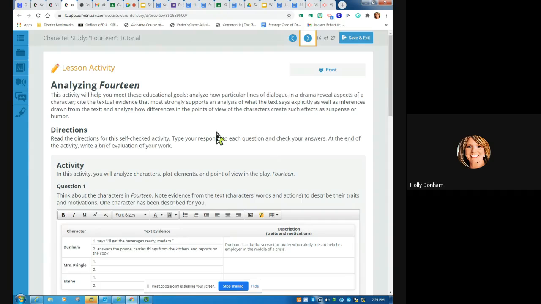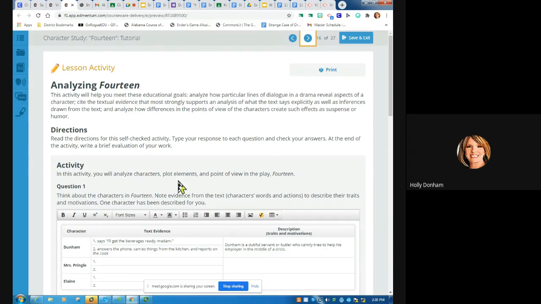This activity is going to help you analyze how lines of dialogue reveal aspects of the character and cite the text evidence that strongly supports your analysis of what the text says explicitly, which means directly, as well as inferences drawn from the text, conclusions you make based on the text. And you're going to analyze how differences in the points of view of the characters create effects like suspense or humor. Okay, so you're going to look at the points of view of the characters.